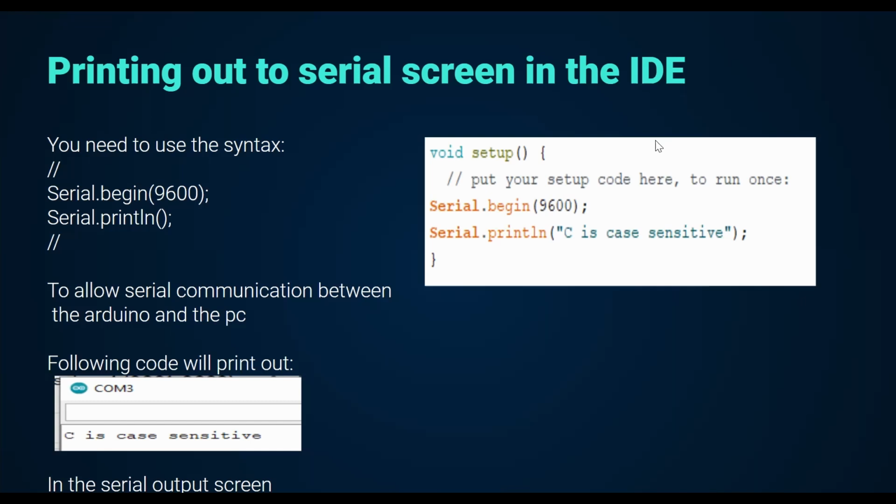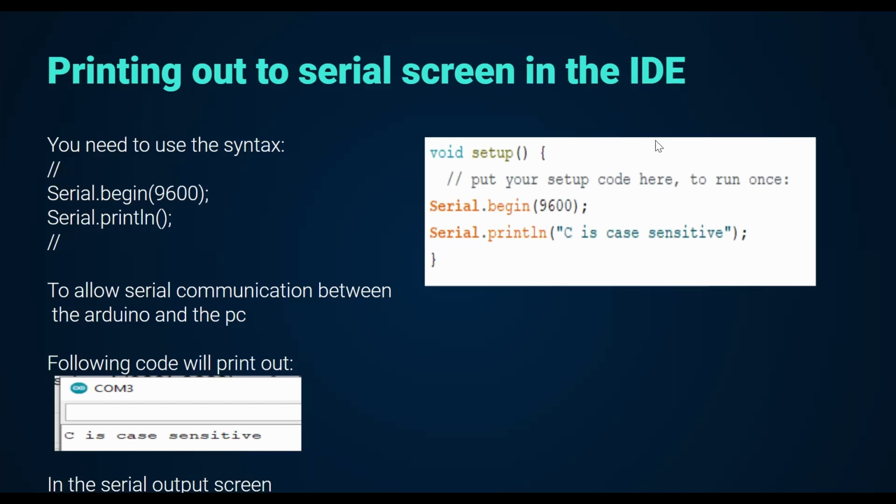Okay, so if you see on the right, I have written the code Serial.begin(9600), then Serial.println("C is case sensitive"). If I upload it to the Arduino and then open the serial monitor, it will give me the output "C is case sensitive", which is the one I wrote in the quotation marks.